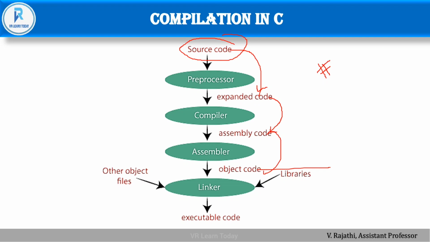For example, if our program name is sample, meaning sample.c, then in this process sample.o will be generated, which is the object code. After the linker, the executable code will be generated, for example .exe.